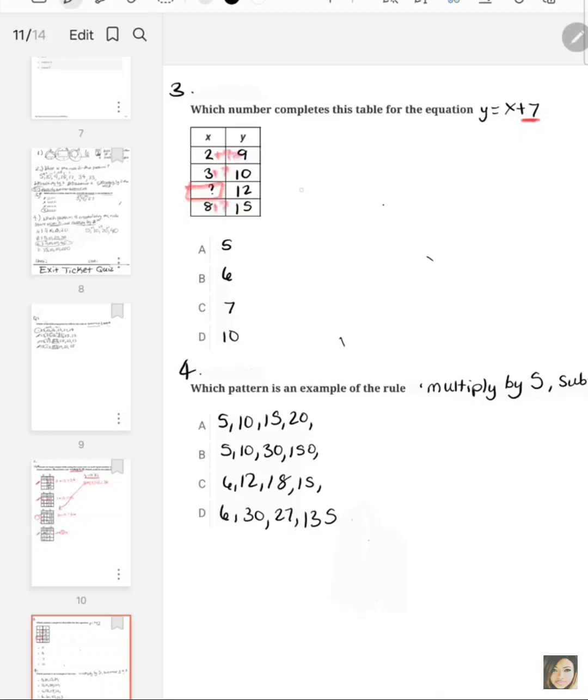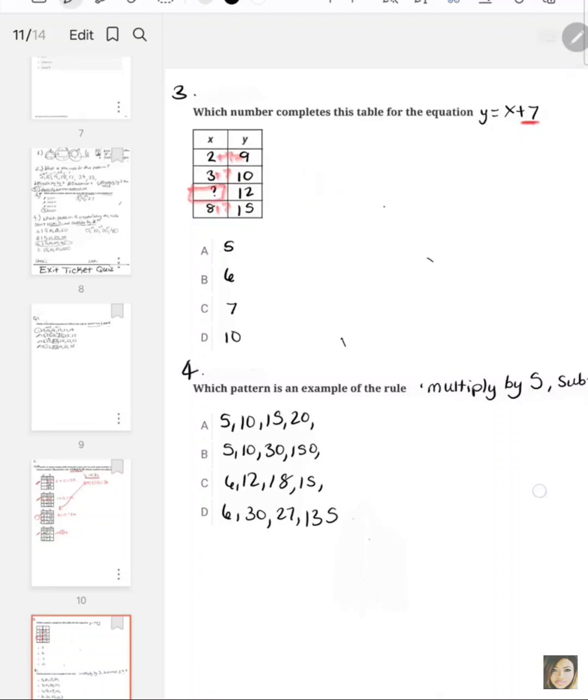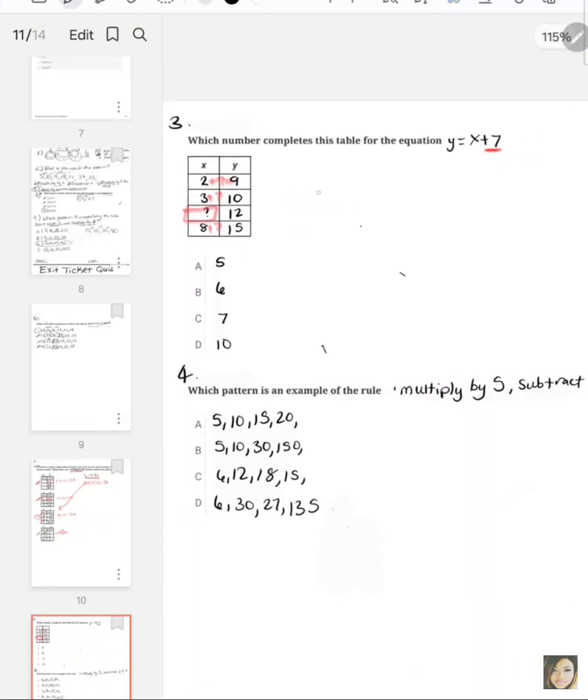Now what you can do, you could write the formula, because y in this case is equal to 12, because 12 is in the y column. So we're going to fill in that formula. And so x is blank, but whatever it is, I can actually subtract 7 and then I can test it out. And 5 plus 7 actually is 12.